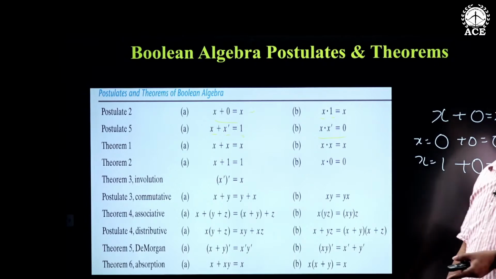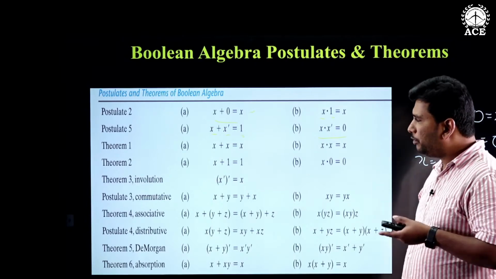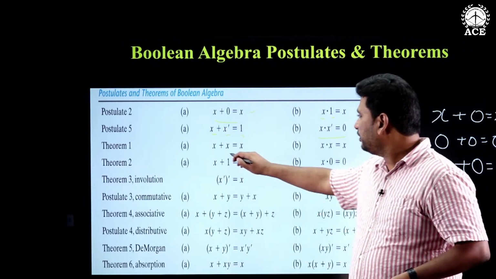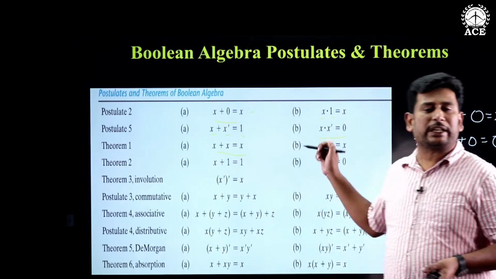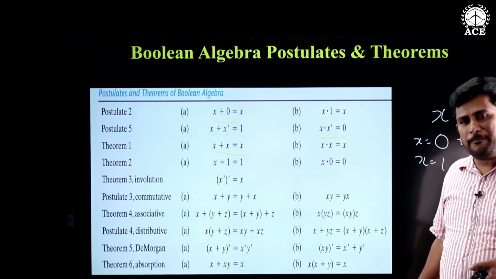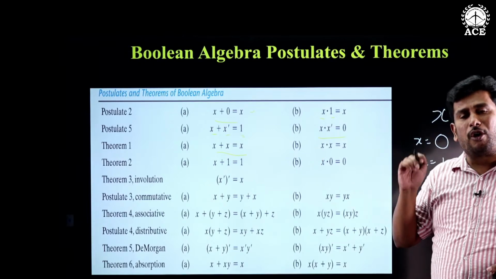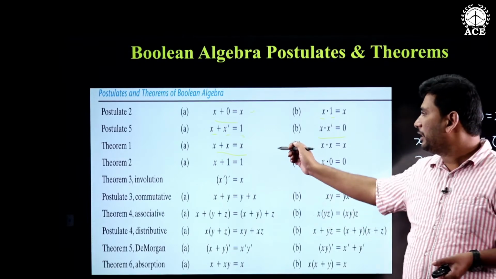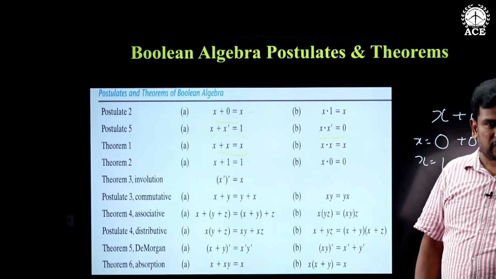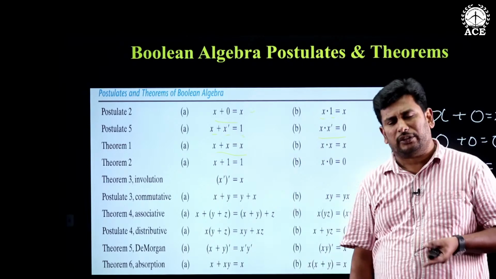Based on this we want to prove theorem number 1, x OR with x. So when you are trying to OR a variable with the variable itself, that results in x. We will be looking at all the proofs of the theorems in the next slides, but let us try to remember: a variable ORed with the variable itself is the variable itself, and that variable we are calling x. Now what will be the duality of this?